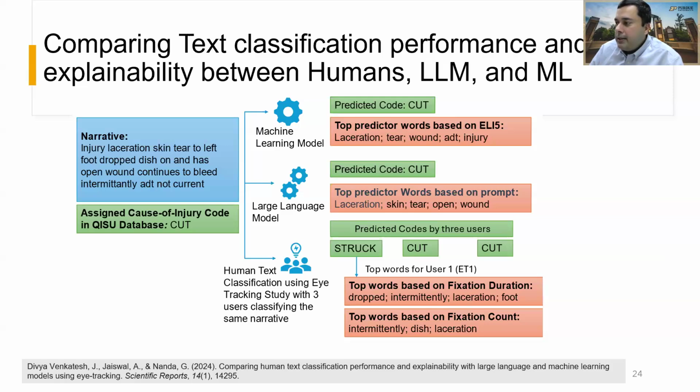And then we compared the prediction, and we also compared the explainability aspect, like which words the models were looking at. What we found was that the traditional machine learning model, trained on almost 100,000 cases, was able to predict better as compared to a non-trained large language model.